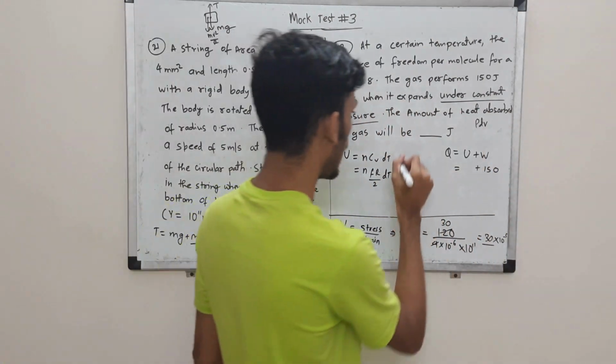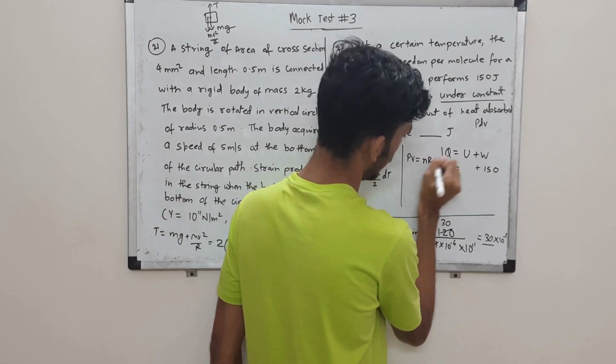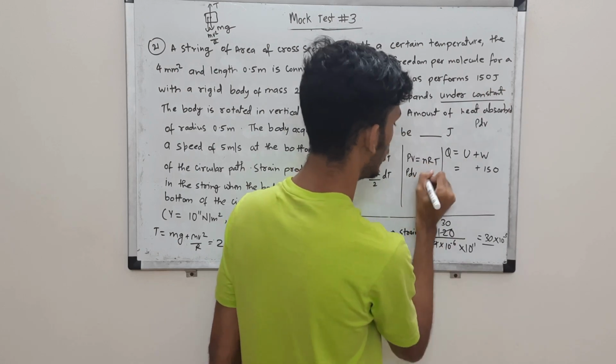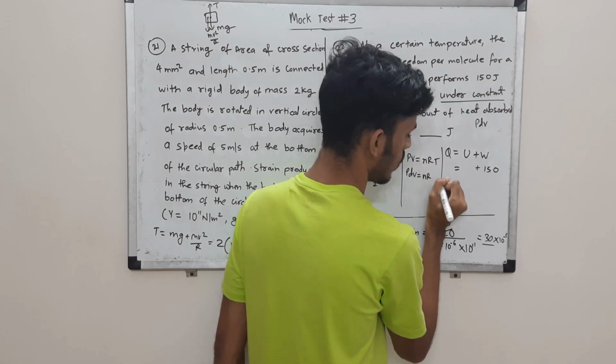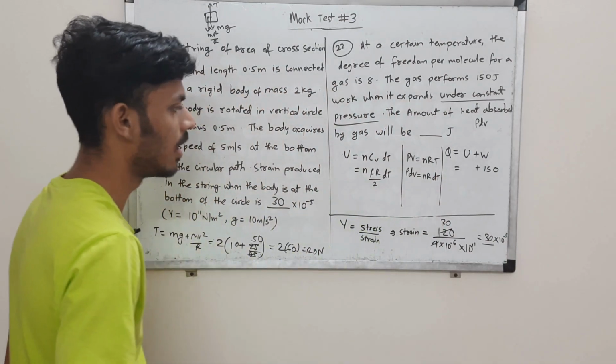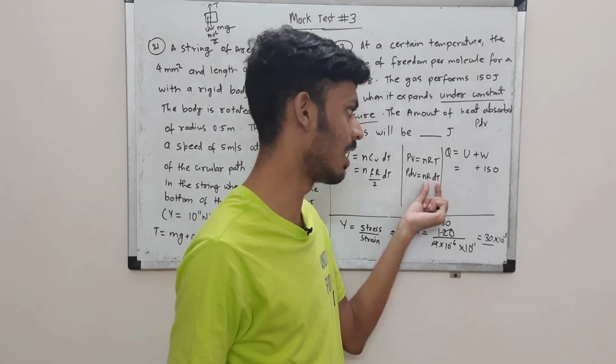So you can write the ideal gas equation as PV is equal to nRT. Now if you differentiate on both sides, P is constant under constant pressure, and nR is also constant, n being the number of moles and R the universal gas constant. If you differentiate, you will get P dV is nR delta T.